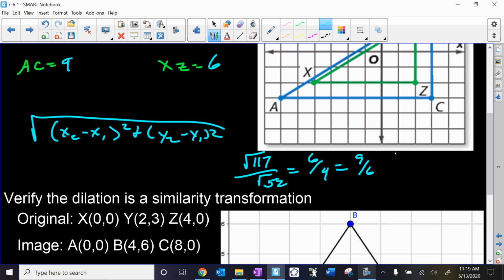For square root of 117 and square root of 52, I would just plug that into your calculator. So if we type that in, square root of 117, close it off, divided by the square root of 52, that's going to get us a fraction of 3 over 2. 6/4 reduces to 3 over 2. And 9/6 reduces to 3 over 2. So yes, these triangles are similar, and the method we used was side, side, side.